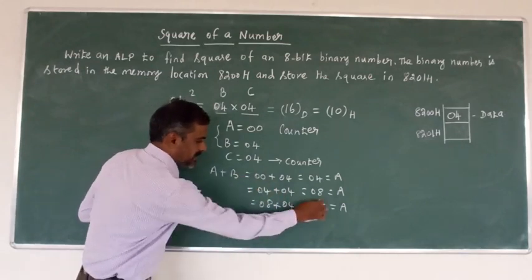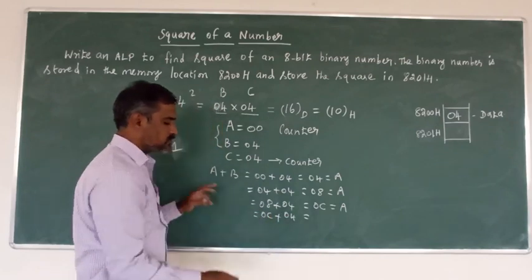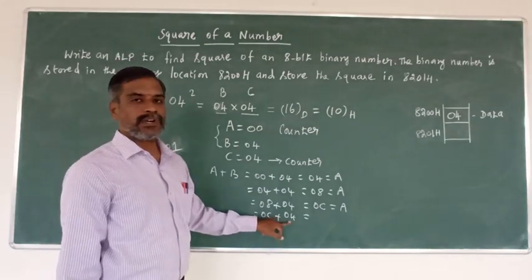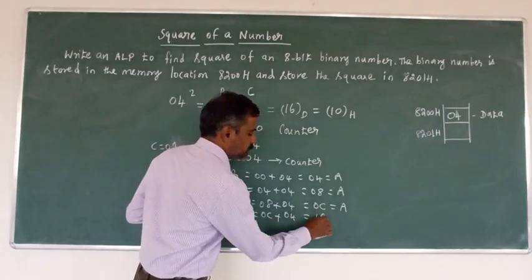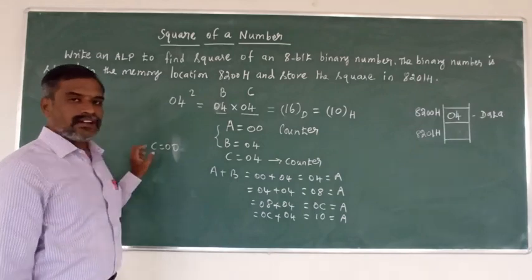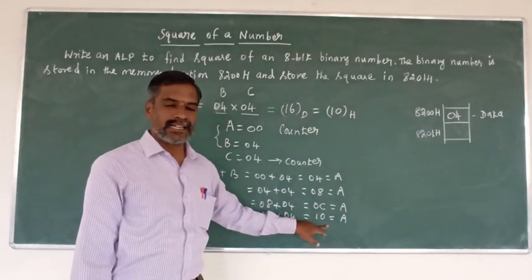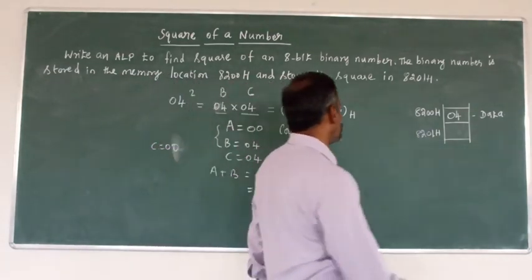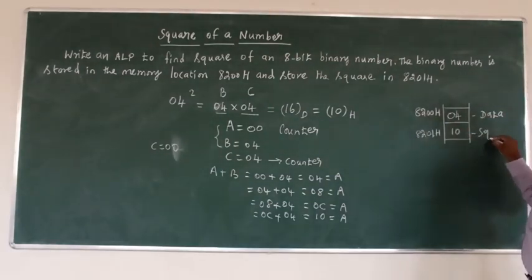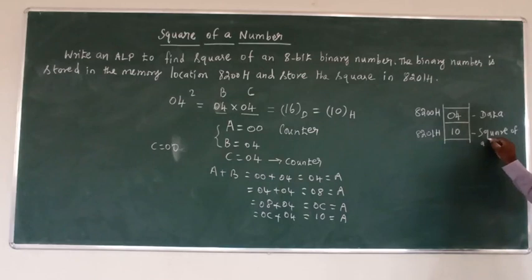Add A plus B. A value is 0C and B value is 04. Now 0C means 12, and 12 plus 4 is 16. The corresponding hexadecimal value is 10 in the accumulator. Decrement C, so C equals 00. When C equals 00, we store whatever result is in the accumulator. Now this result is stored at address location 8201: 10, which is the square of the given number.